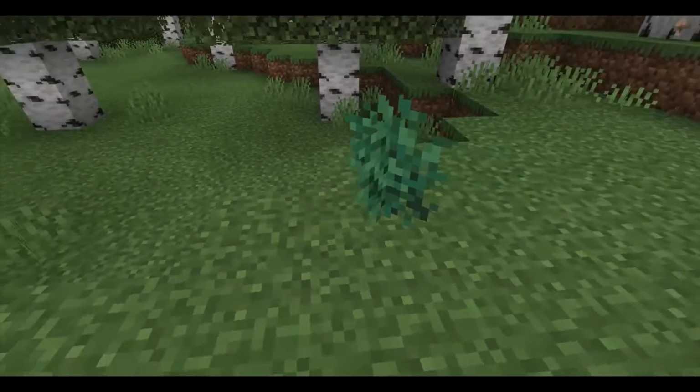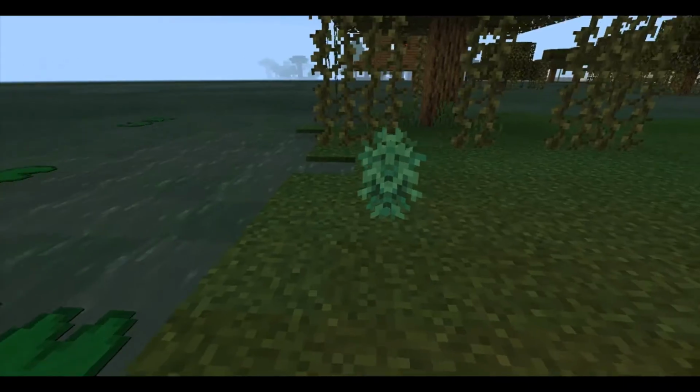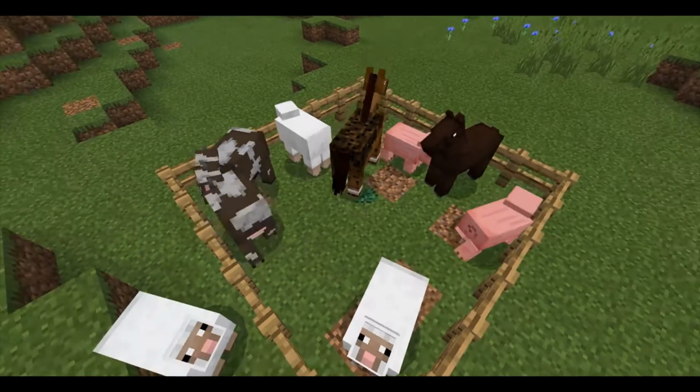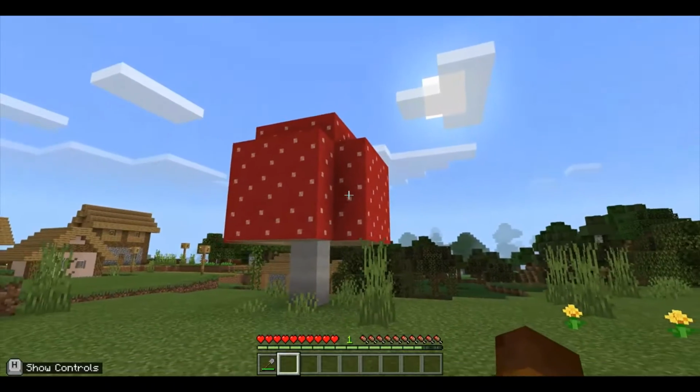Other advantages bull thistle have over native plants are that it spreads fast when it's been established, can grow in a pretty wide range of climates and other conditions, and livestock will not eat it. Although you can't really blame them. I mean, look at that. If I were a sheep, I'd probably also leave that for the decomposers and detritivores.